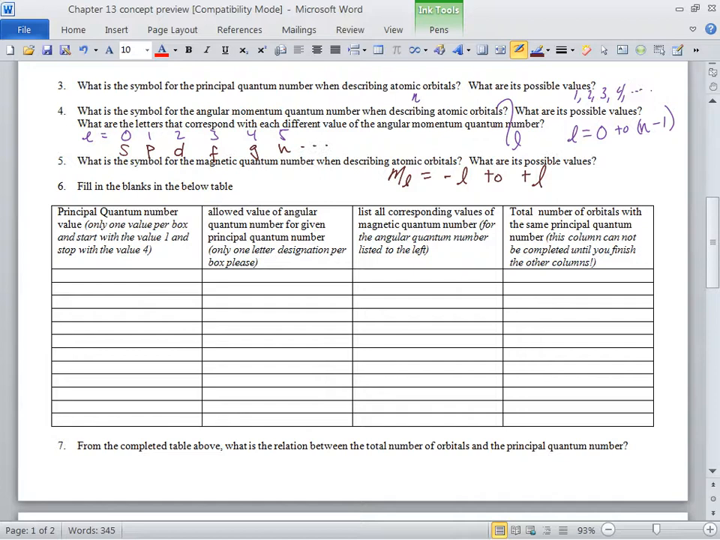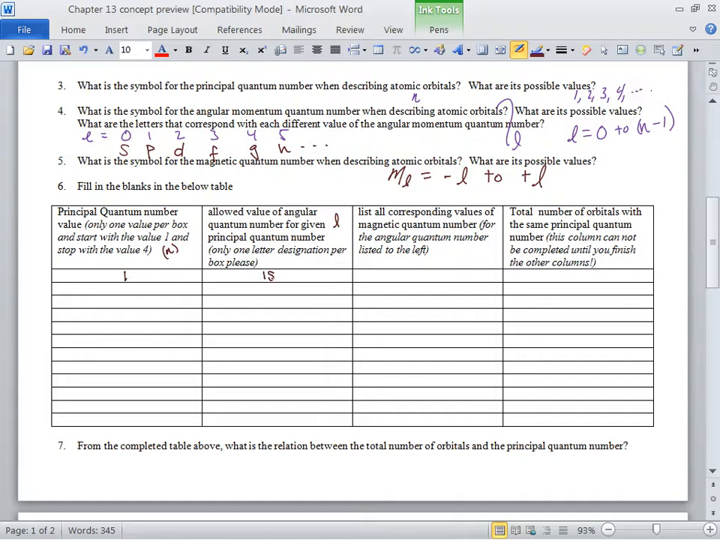Fill in the blanks in the below table. Principal quantum number, only one value per box, and start with the value 1 and stop with 4. So let's just start here, I guess. 1. Allowed value of the angular momentum quantum number, only one letter designation per box. So if n is 1, L is going to be 0. So L is 0, but they want us to write it as a letter designation. Yeah, pretty much 1s, right?